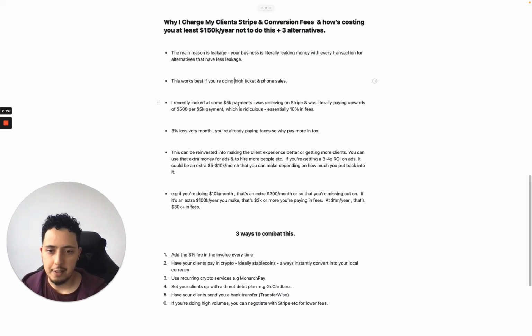Like I said, on 5K payments I'm paying literally 10% in fees, so the 3% is a bit of a lie. First of all, there's the fee itself, and then there's the opportunity cost, because you could have used that 3% to do something else. It's kind of crazy.